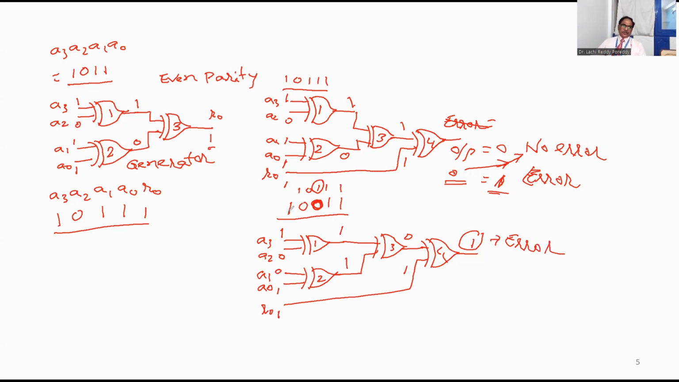Because if you observe, the data received has an odd number of ones. We are supposed to receive an even number of ones, but we have received an odd number of ones. So that means there is an error. But where exactly the error is, we don't know.